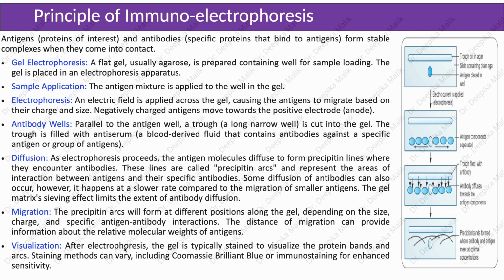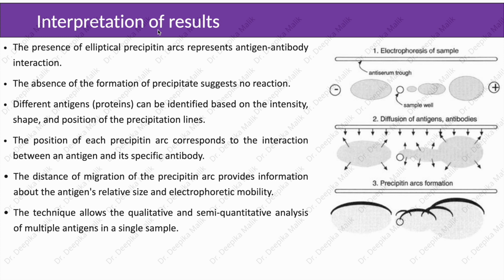Visualization. After electrophoresis, the gel is typically stained to visualize the protein bands and arcs. Staining methods can vary, including Coomassie Brilliant Blue or immunostaining for enhanced sensitivity. The next slide discusses interpretation of results.